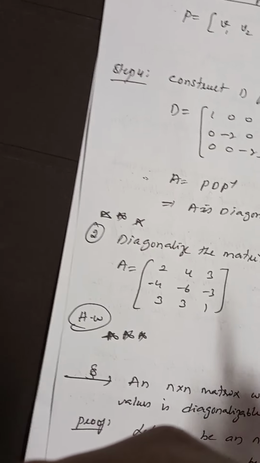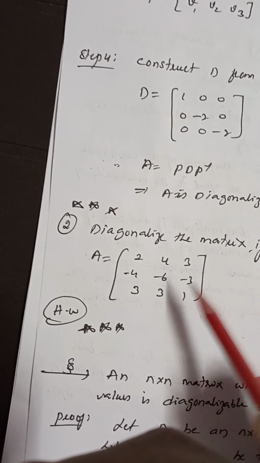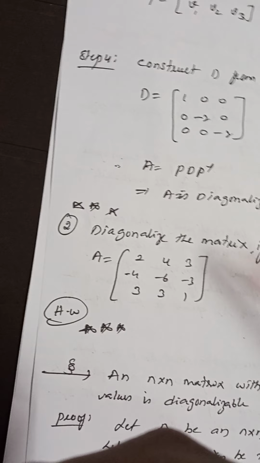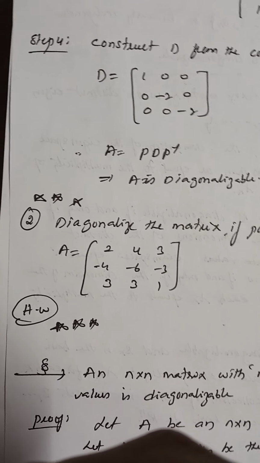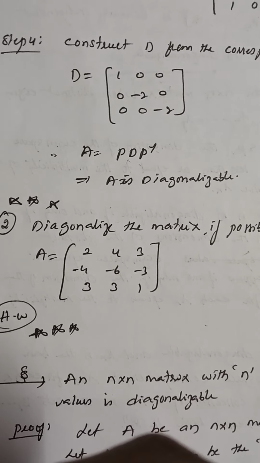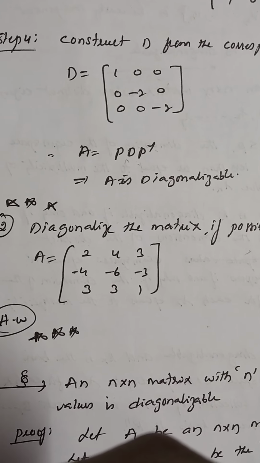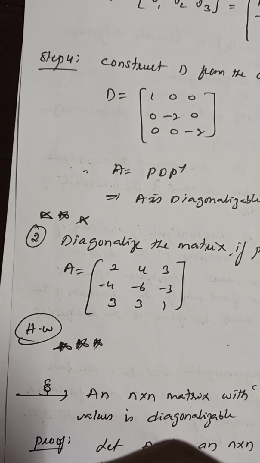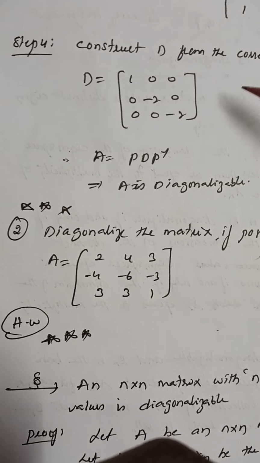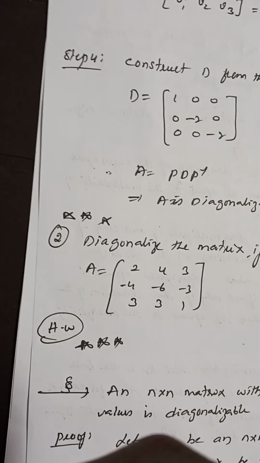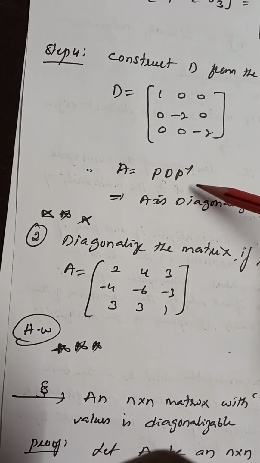Next, it's a homework for you. Diagonalize the matrix A if possible. Now you have to follow those 4 steps. In the first step, we have to find the characteristic values or eigenvalues. In the second step, we need to find the corresponding eigenvectors, or characteristic vectors. In step 3, we have to construct the matrix P. In step 4, you have to write the diagonal matrix using the eigenvalues. And the last conclusion is A is equal to PDP inverse after this verification.